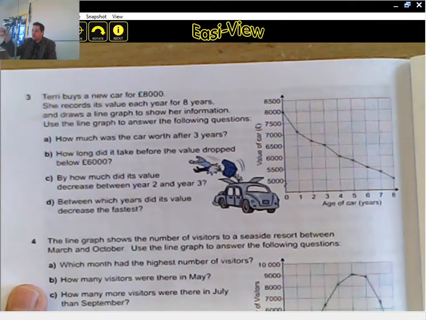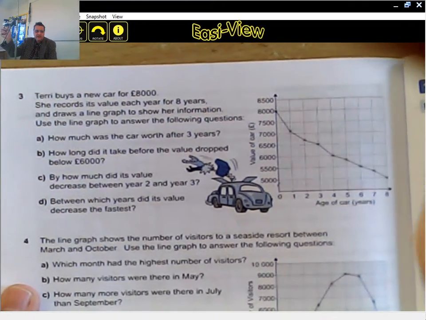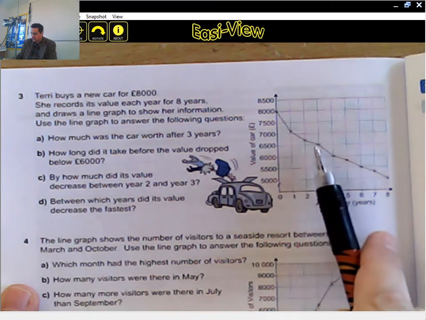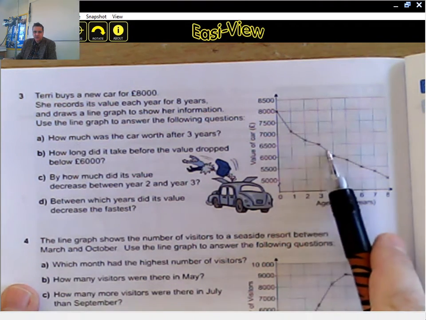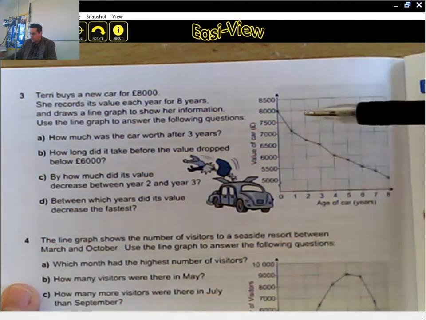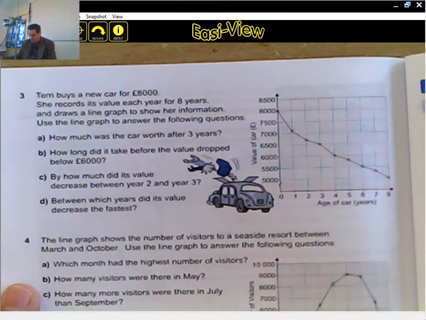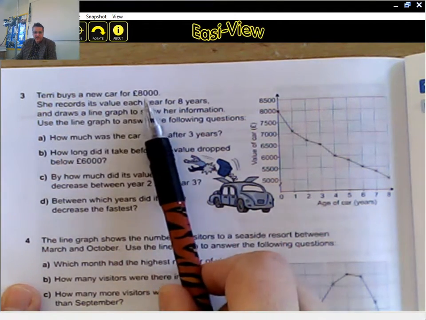This is Terry buying a new car. And if you buy a new car, she should never buy a new car, look at the price year after year. Look at how it drops. In fact, it's not even real. In the first year you're going to drop the most and then you're going to gradually drop a bit more to very little money. So Terry buys a car for £8,000.